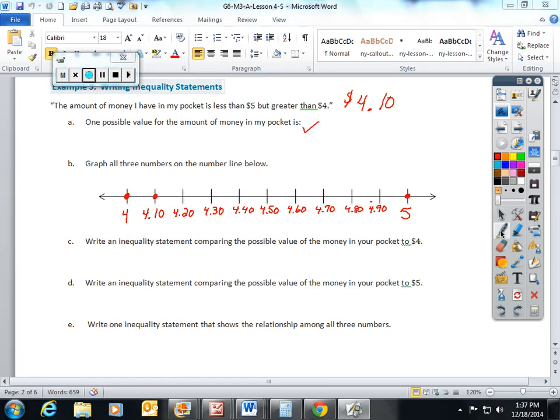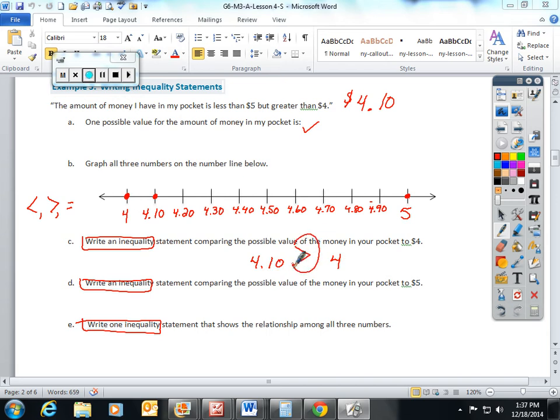For C, D, and E, we're asking the students to write an inequality statement. The first three inequalities we're dealing with are less than, greater than, or equal to. Two more inequalities will show up later throughout the year. Part C asked us to write an inequality statement comparing the possible value of the money in your pocket to $4. Well, $4.10 is greater than $4.